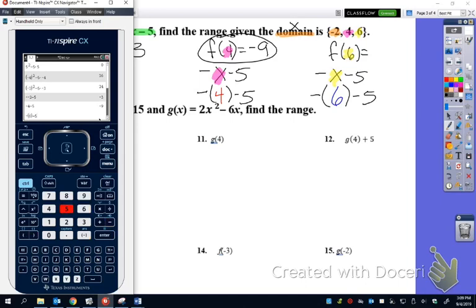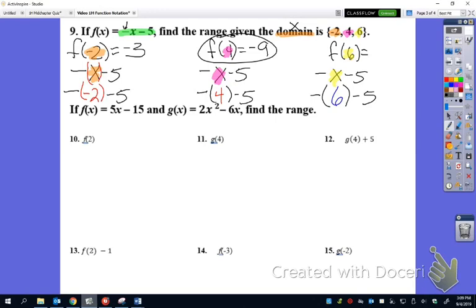It's very important that you make it look exactly like it. And if you do that, you're going to be fine. So what is the range? Now you've got your answers. So your answers are negative 3, negative 9, and negative 11. That is the range. So that would be my answer.